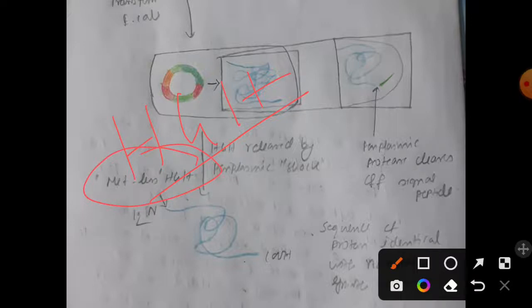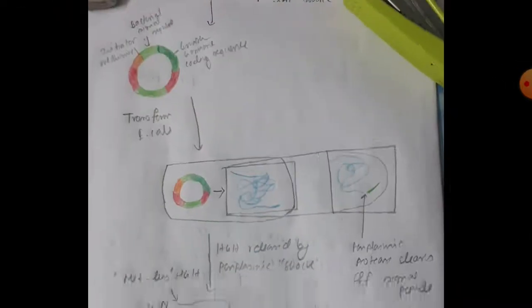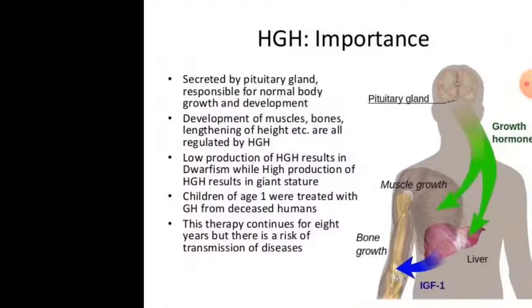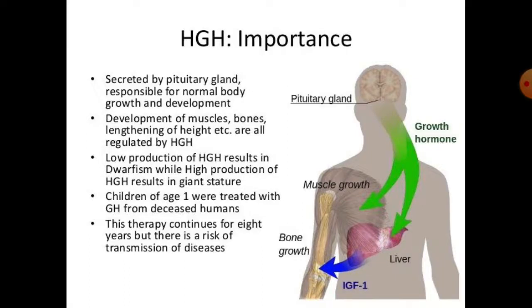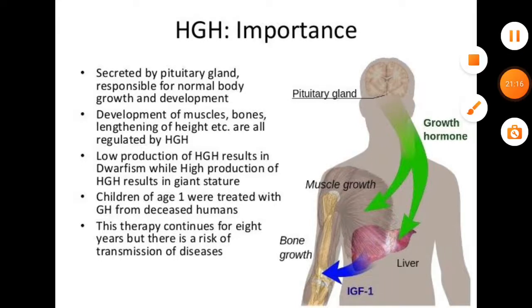Okay, so that is the concept of human growth hormone production with the help of recombinant DNA technology. So the process is exactly the same and very simple. The first thing is why we need human growth hormone. Human growth hormone is secreted from the pituitary gland of the human, and it plays an important role in the growth and development of the muscle, bone and length, that is the height, right?